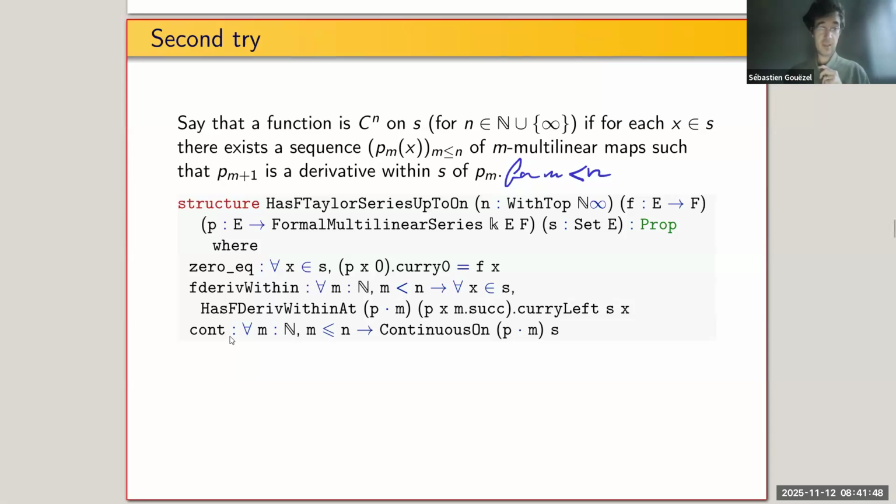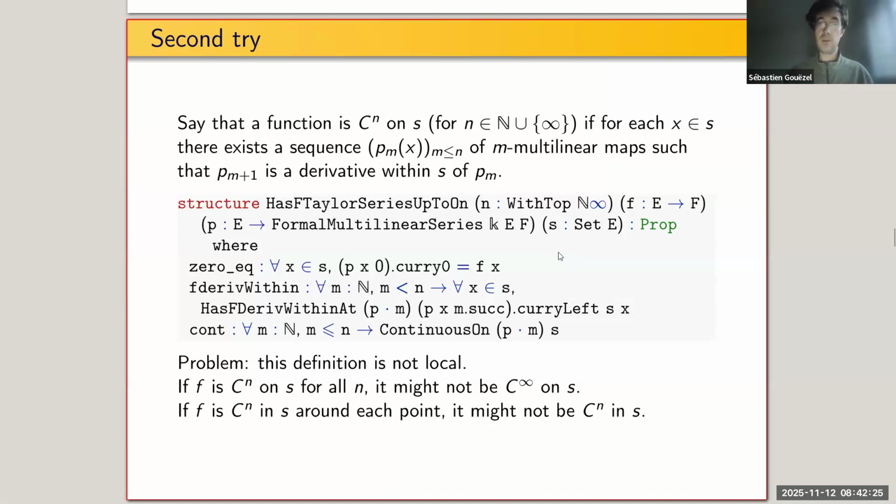So that's it. And there is also a continuity condition, because we're talking about Cn functions. So if n is a natural number, you want the last derivative to be continuous. And that's the role of this last condition. And if n is infinite, there is no condition at all, because all the previous ones are automatically continuous, because they are differentiable, because they have a derivative. Anyway, so this structure is a way to formalize the equation I gave above.